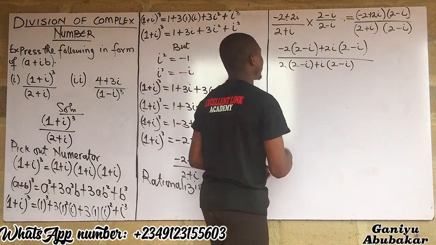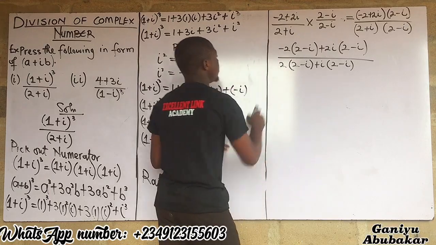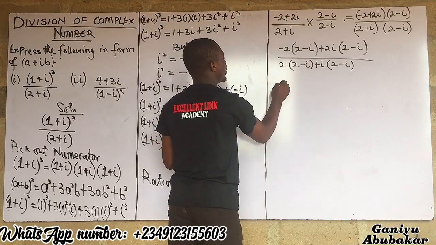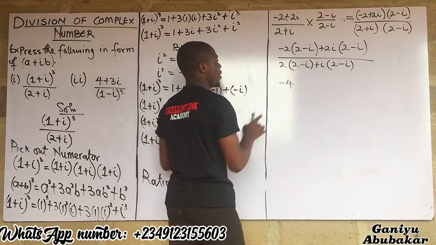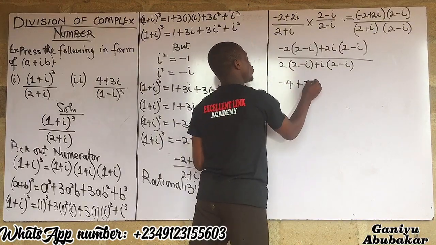My next task here starts by expanding the brackets one after the other. What do I mean? Minus 2 times 2 will give minus 4 from here. Minus minus will give plus. 2 times i will give 2i.